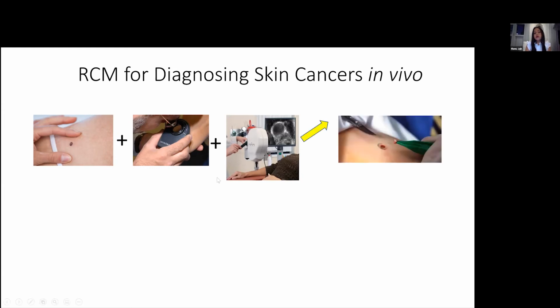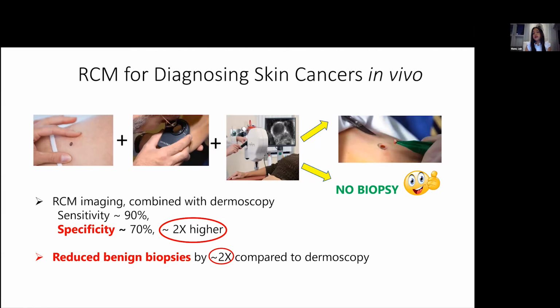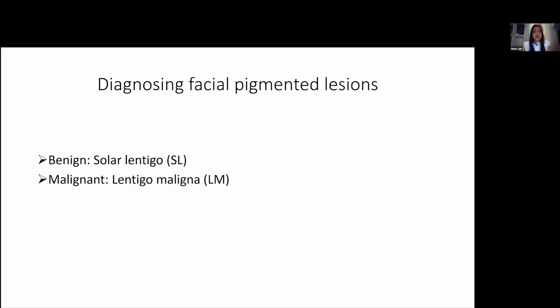Now what will happen? If this confocal shows it's malignant, they will biopsy it. If it shows not malignant, no biopsy is done. So we are using confocal microscopy for differentiating benign from malignant and triaging lesions. What impact does it have? Specificity has increased twice, meaning now fewer benign biopsies are performed. This is a really good thing for the patient and everyone.